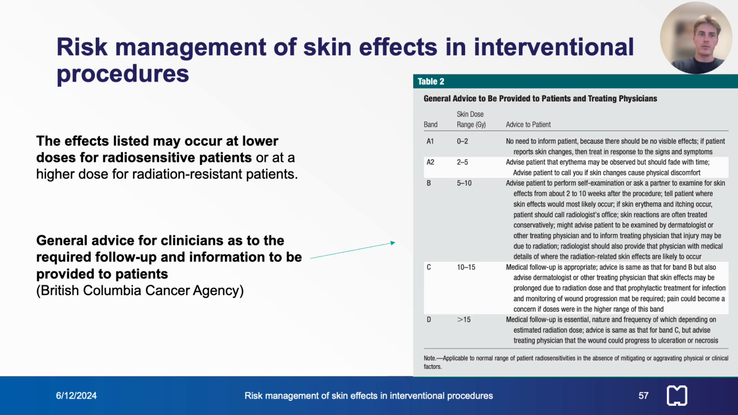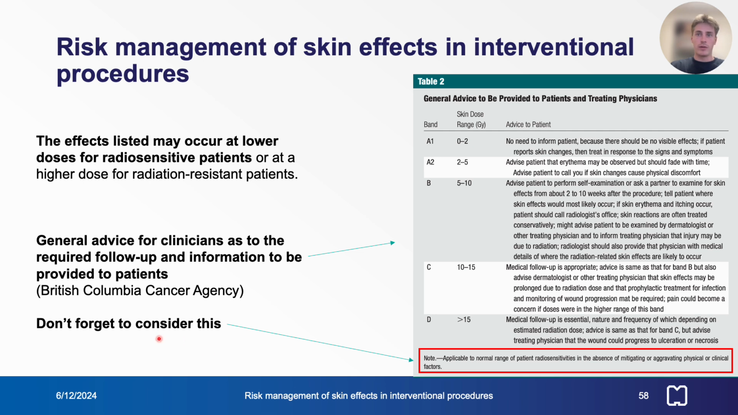This provided table is from the British Columbia Cancer Agency and contains general advice for clinicians as to the required follow-up and information to be provided to patients. The effects listed may occur at lower doses for radiosensitive patients or at a higher dose for radiation-resistant patients. So, for example, the table says that for skin doses in the range of 0 to 2 gray, there is no need to inform the patient because there shouldn't be any visible effects. If the patient reports skin changes, then you should treat in response to the signs and symptoms.